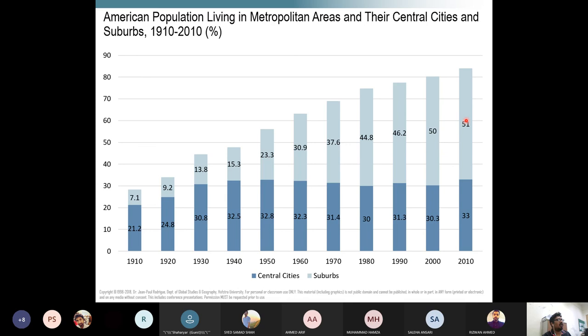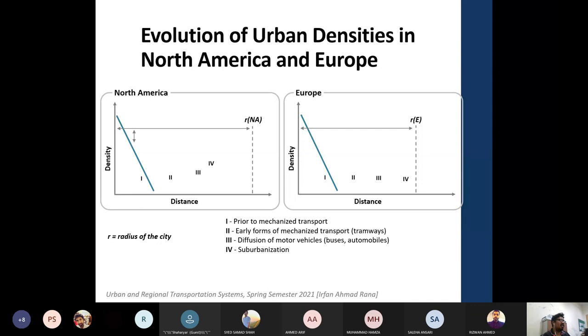Okay, this shows what percentage of people own a car in the city center as compared to the outskirts. This is an example from America in which central cities have a relatively low percentage of people having a car as compared to the outskirts. This is another kind of evolution of urban densities depending upon the type of your automobiles and transportation network. European cities tend to have a very steady growth as time moves on, whereas in North America, many cities have a very haphazard growth and a sharp increase of changes in density.